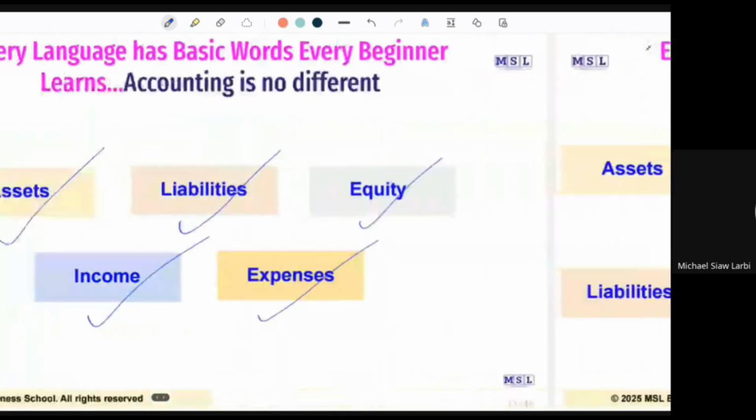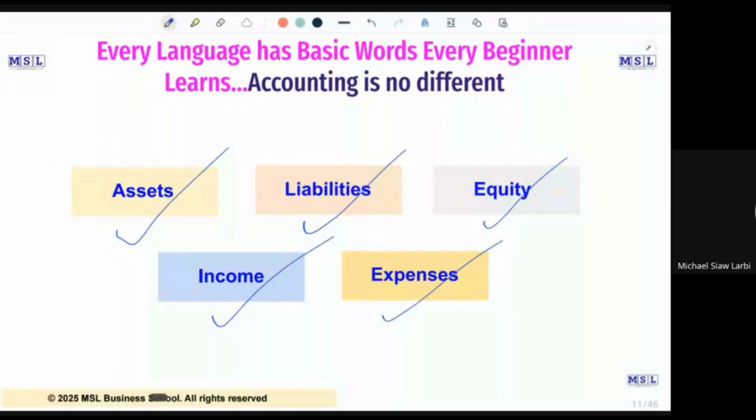Quick recap. There are 5 super important terms that every beginner who is now learning accounting should know. Who wants to read financial statements? You should be able to know what assets are, what liabilities are, what equity is, what income is, and what expenses are.